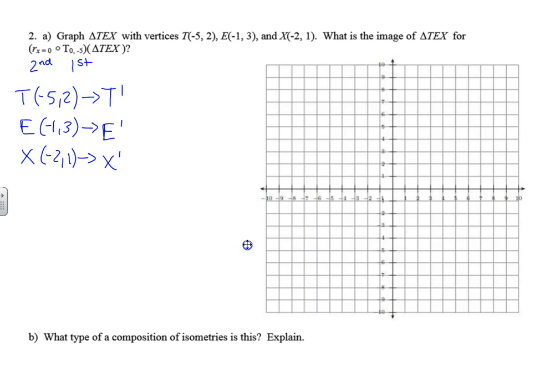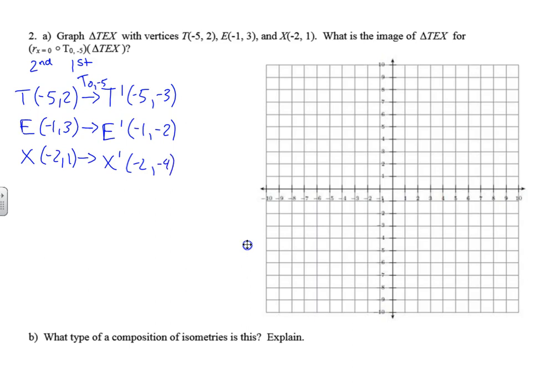Okay, what are we going to do first? A translation of 0, negative 5. That means we're not changing the X value in any of these. What are we doing? We're moving it down 5, which means the Y value, we're going to subtract 5. So that would be negative 3, that would be negative 2, and that would be negative 4.